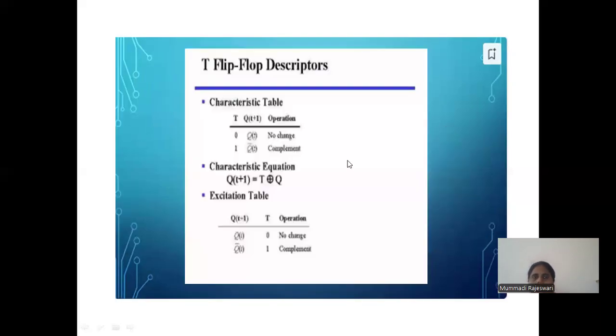Next, see the T flip-flop truth table. When T is equal to 0, we get the output as no change, and when T is equal to 1, we get the complement, that is a toggle. It depends on your present state only.